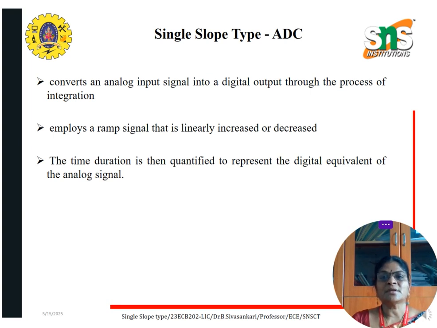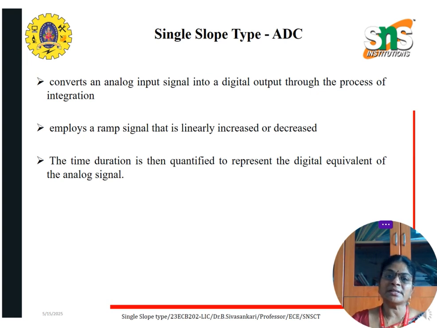There are two types of ADC: one is the direct type and the other is the indirect type. The single slope and dual slope types come under the integrated type. Here the analog data are not directly converted into digital data. First they are converted into a voltage or frequency response and then into digital form. This is why it is named the integrated type ADC.